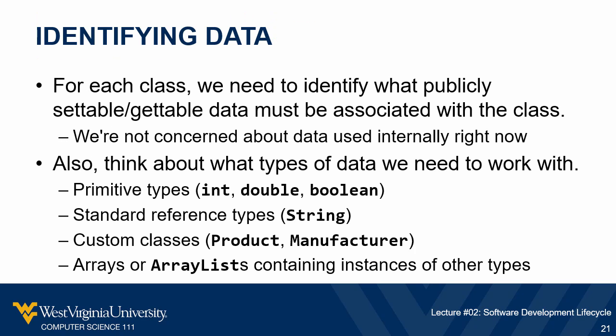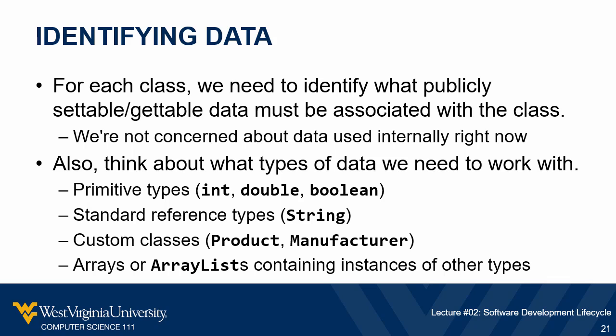For each of the different objects that we're trying to model, each of our classes, we need to figure out what sort of data we need to store with them. At this point, we're really interested in data that might be accessed by other classes or by the user. So we're looking for publicly available data that we're going to be getting and setting in individual instances of this class. If it's stuff that we're just using internally for calculations and things like that, we don't need to be concerned about that. We're going to deal with that later.